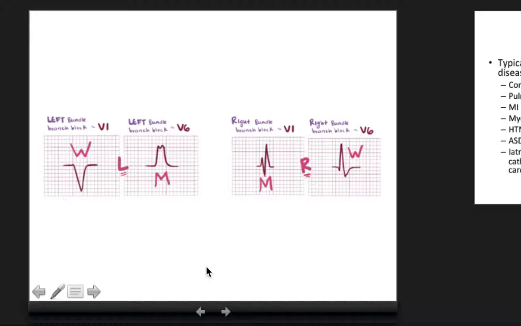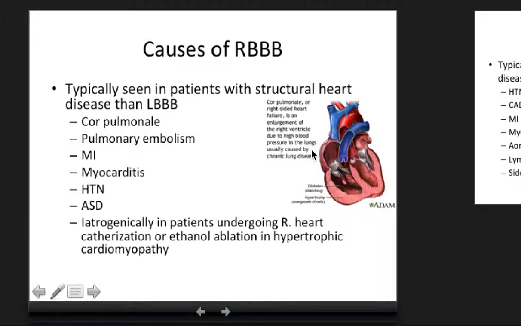Osmosis has a really good mnemonic for this. It's William Marrow. So just know that the L stands for left bundle branch block and the R stands for right bundle branch block. Causes of right bundle branch block are typically due to a structural issue, more so than left bundle branch block. Some of the causes are cor pulmonale, pulmonary embolism, myocardial infarction, myocarditis, hypertension, ASD, iatrogenically in patients undergoing right heart catheterization or ethanol ablation, and hypertrophic cardiomyopathy.